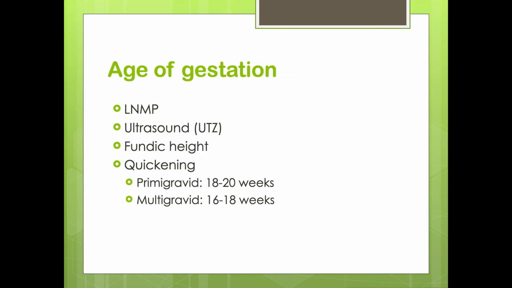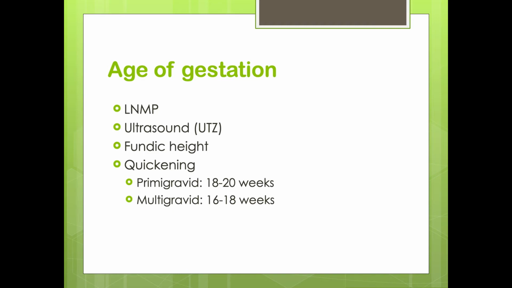Okay, so we determine the age of gestation based on the last normal menstrual period. However, if this is unreliable, then we use the ultrasound. Ideally, the first trimester ultrasound to establish the age of gestation. However, when we do not have the benefit of these two, then we have other ways or methods of determining the age of gestation. They may be less accurate, but they may help us also determine the age of gestation.